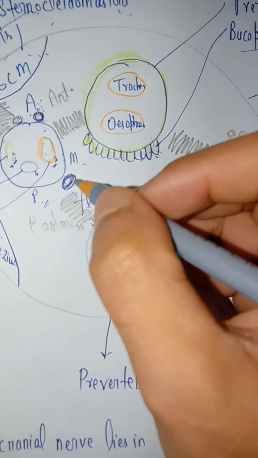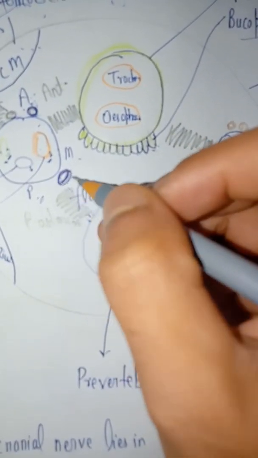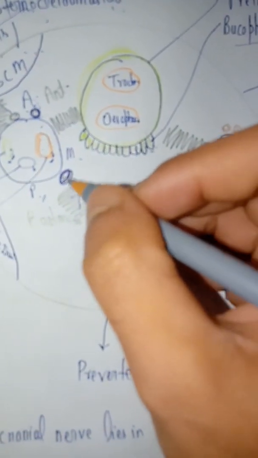T1 से L2 तक root of the sympathetic ganglion are present in the T1 to L2 region, but it is in the neck region. We are talking about the cervical region. So what are the fibers forming this sympathetic ganglion here? The ascending fibers of the sympathetic ganglion.